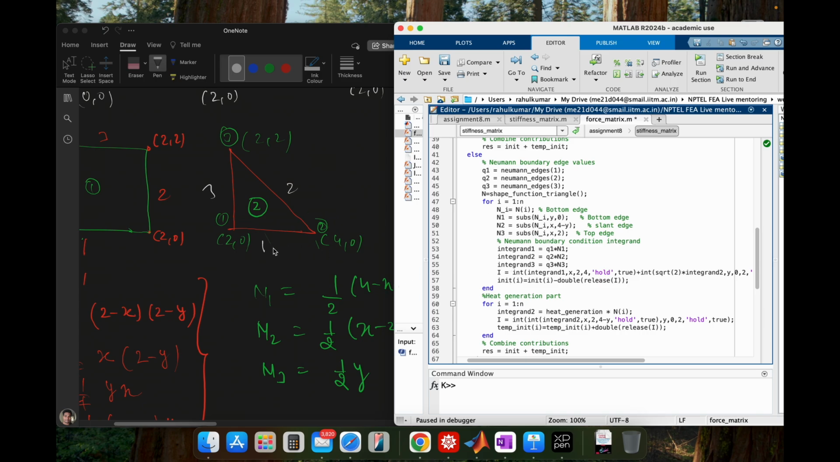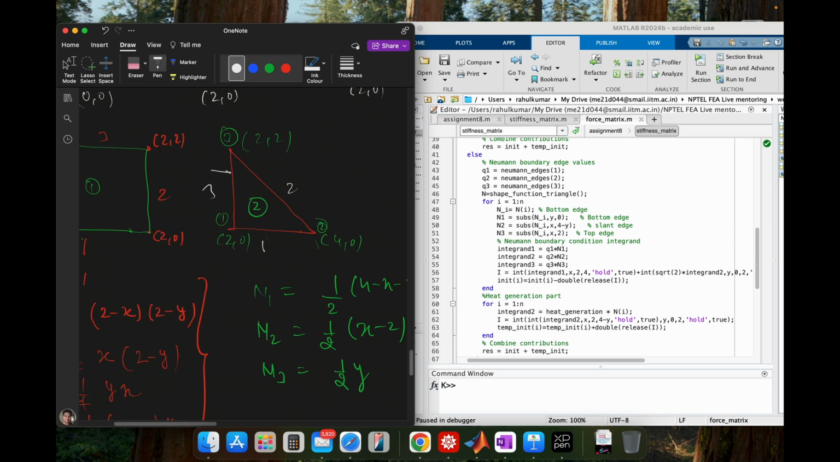And for Neumann edge 1, what will be the shape function? For the other Neumann boundary 1, the shape function should be when y equals 0. And for this N2, it should be something like when x varies. Here for this edge, what is x? X equals 2. And what is x here? Here x equals 4 minus y.